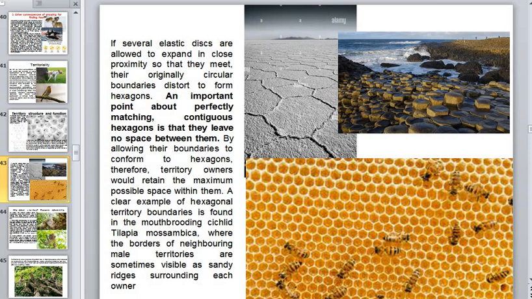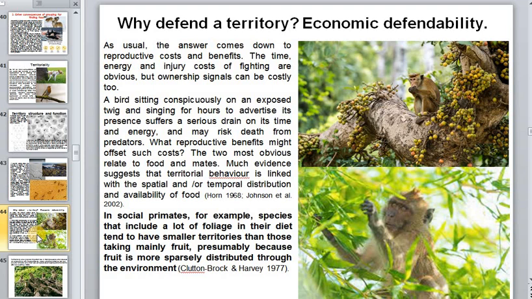Yes, we all know this form, but not only, there are stones on the bottom of the salt lake. Here the stones are just salt in several elastic discs. An important point about perfectly matching hexagon forms is that they leave no space between them. Absolutely, all space is inside of this hexagon. And why defend a territory? Its economic benefits, defendability. As usual, the answer comes down to reproductive costs and benefits, the time, energy, and enduring cost of finding food.